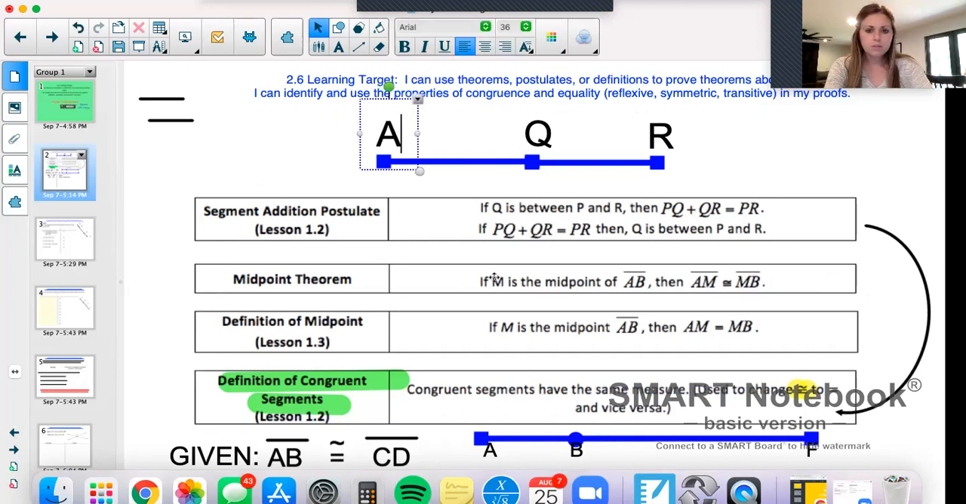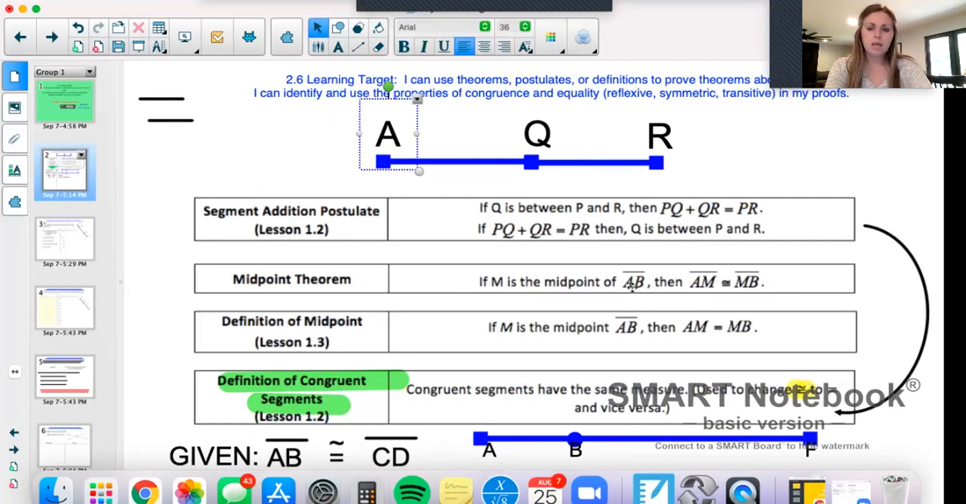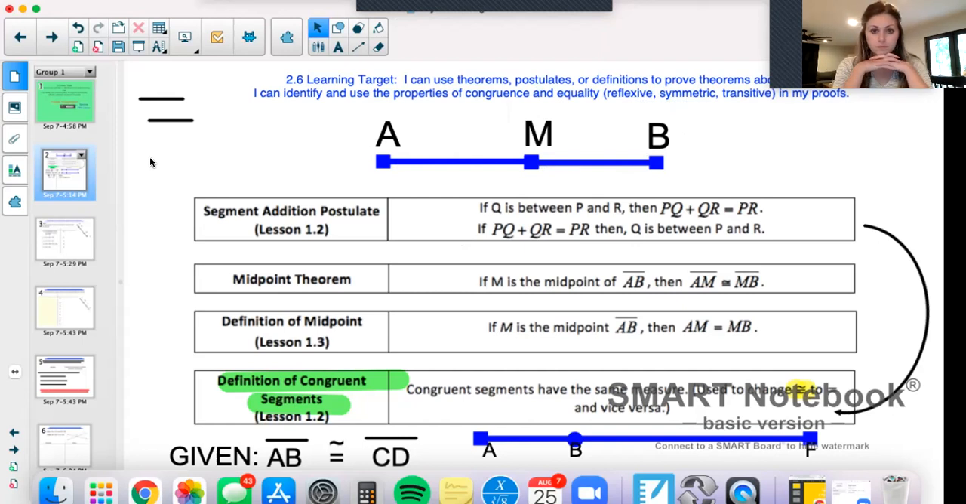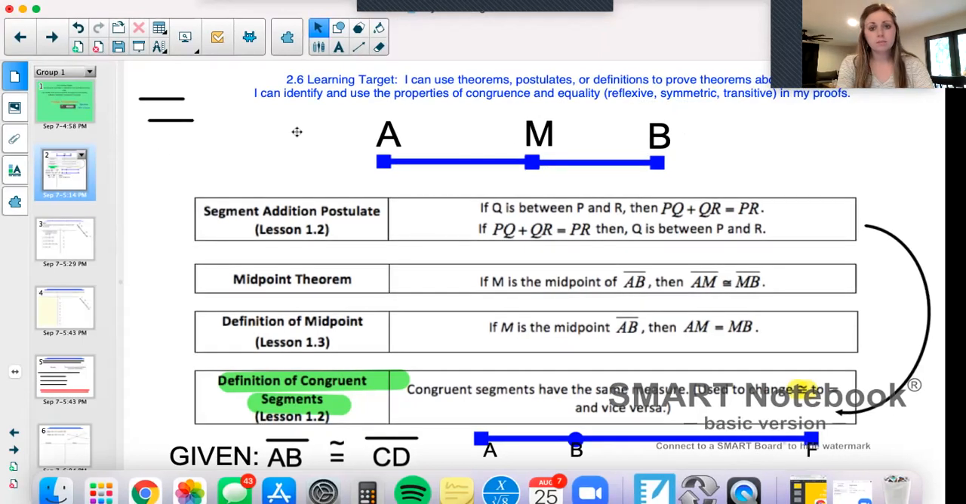Okay, so our midpoint theorem says if M is the midpoint of segment AB, then AM is congruent to segment MB. All right, so let me cover the hypothesis part. Notice that that is a conditional statement. If M is the midpoint of segment AB, so segment AB, okay. All right, so right now it looks like I have a segment AB, with M as a point somewhere on it, but it doesn't look like it's in the middle, okay?